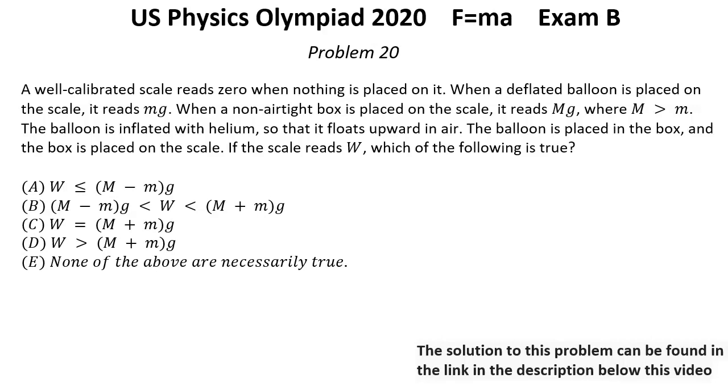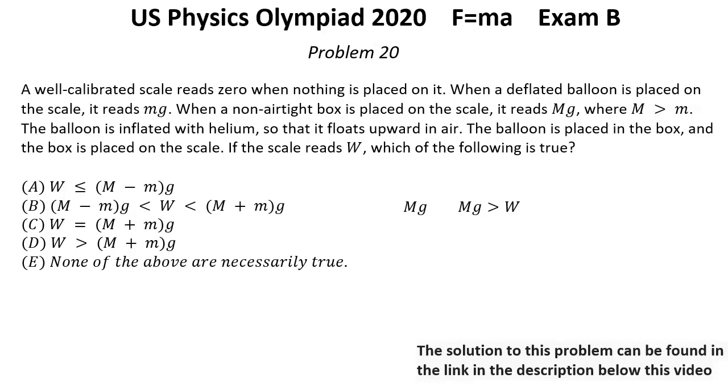Consider the forces on the box. Before the balloon is in the box, the weight of the box, the buoyant force on the box due to the atmosphere, and the normal force from the scale all balance, and the normal force is big M g. When the balloon is placed in, the only change in the forces on the box is an upward force as the balloon pushes up on the top of the box. Thus, the answer must be less than big M g.